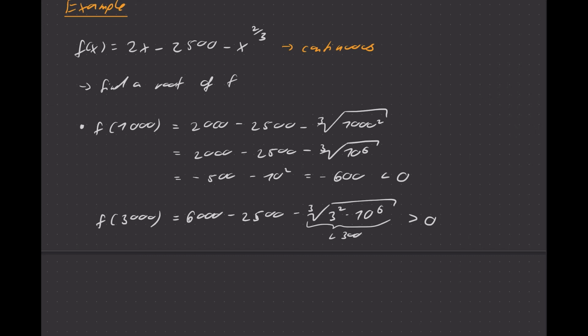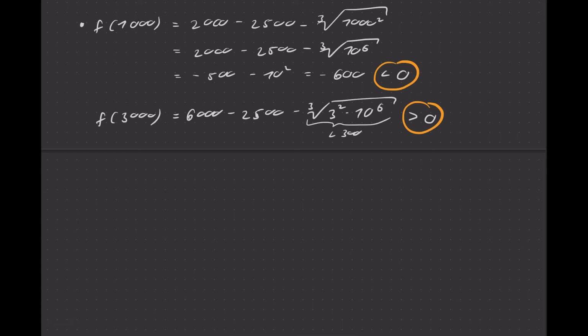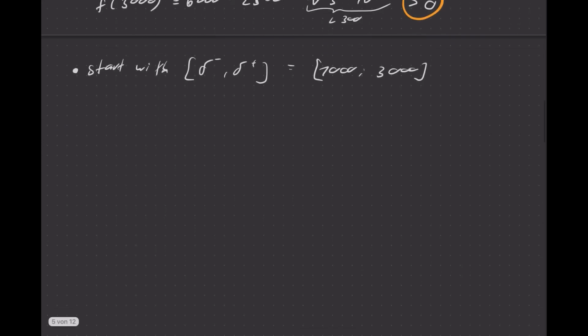So we do have our starting interval already. And that means we start the bisection with delta minus, delta plus is 1000 as the left bound and 3000 as the right bound. Okay, so we have 1000 here. We have 3000 here. We know f is positive here and f is negative here.